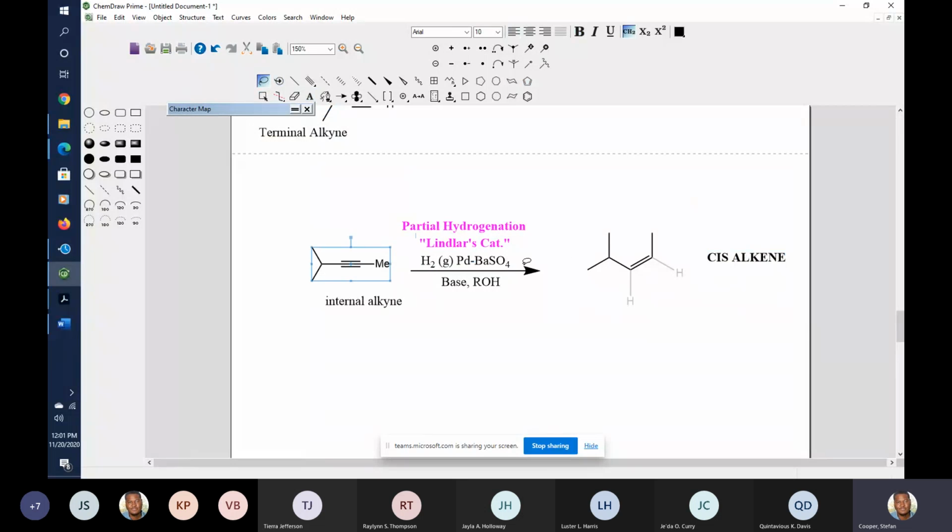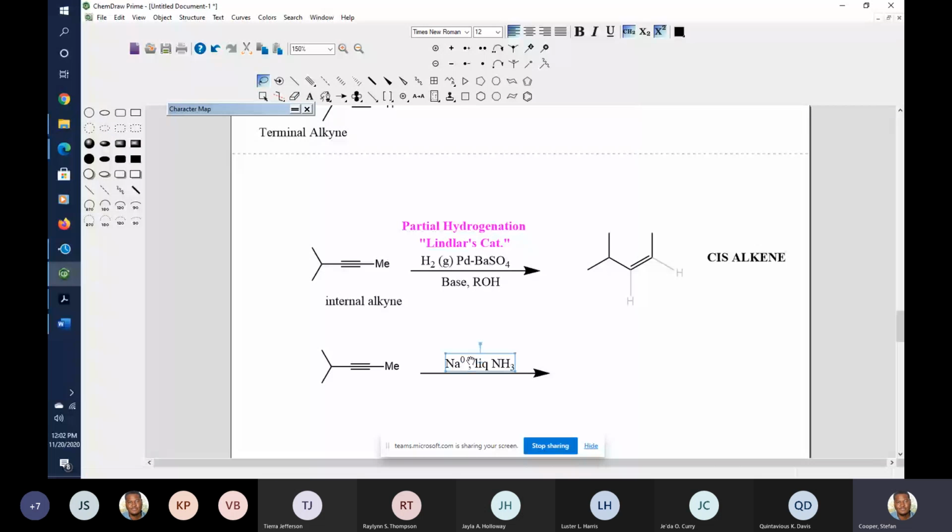What happens if I take the same internal alkyne and I react it with, I think I gave you guys sodium, but it doesn't matter. You can take sodium or lithium. Any one of these metals will be fine. And I dissolve this in liquid ammonia. Is anyone able to figure out this reaction? That base is not needed for this.